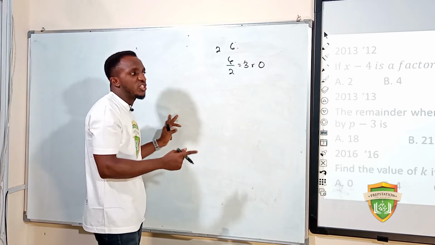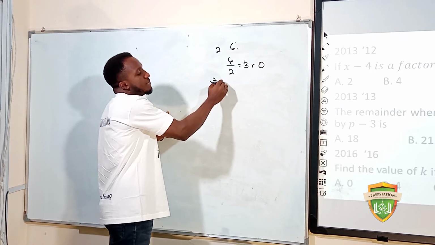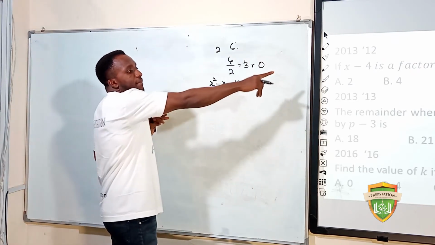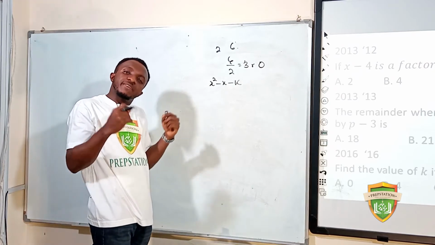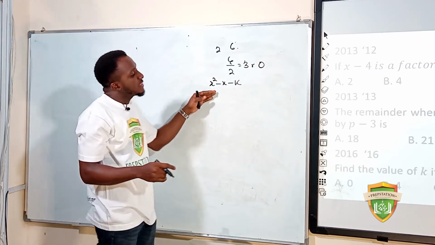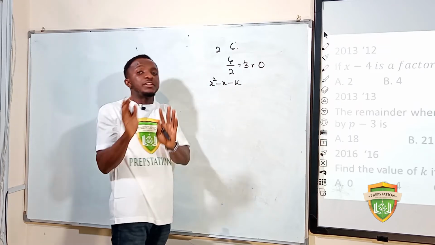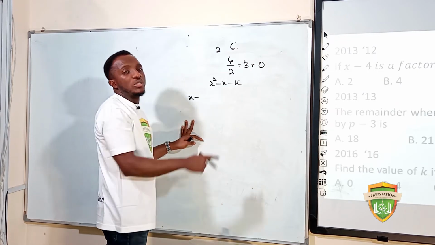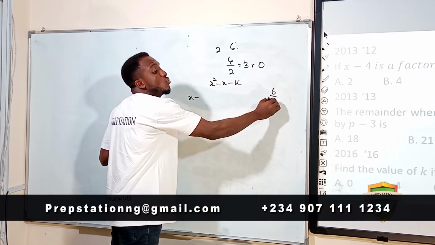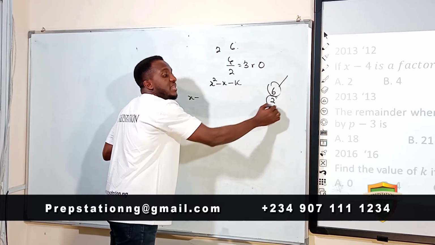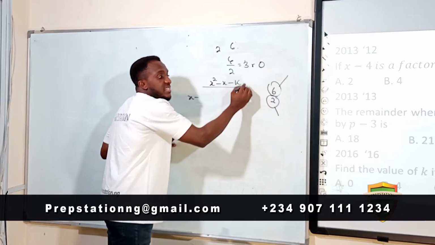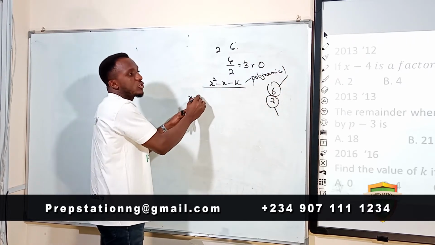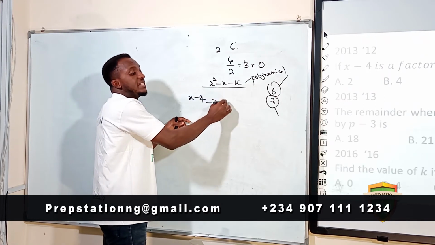Now learn how this question is solved. x squared minus x minus k is the polynomial. x minus 4 is the factor. So what it means is x minus 4 is supposed to divide this without a remainder. Now how do you solve that? Very simple. Pick that divisor. Now that is called a divisor. If I did 6 over 2, this is the number, this is the divisor. In this case, this is the polynomial, while x minus 4 is called the divisor.